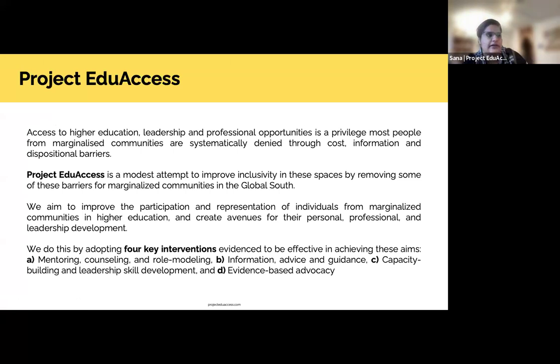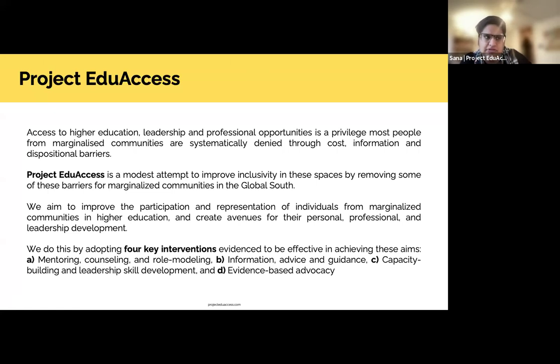So quickly about Project EduAccess, it's a nonprofit initiative which basically focuses on access to higher education, leadership, and professional opportunities. Realizing that it's a privilege most people from marginalized communities are systematically denied through cost, information, and dispositional barriers. Therefore, this initiative intervenes here and is a modest attempt to improve inclusivity in these spaces by removing some of these barriers for marginalized communities in the global south.